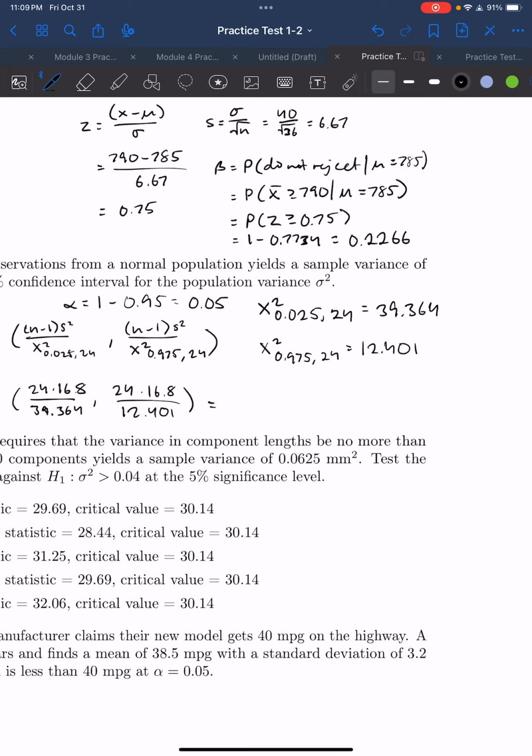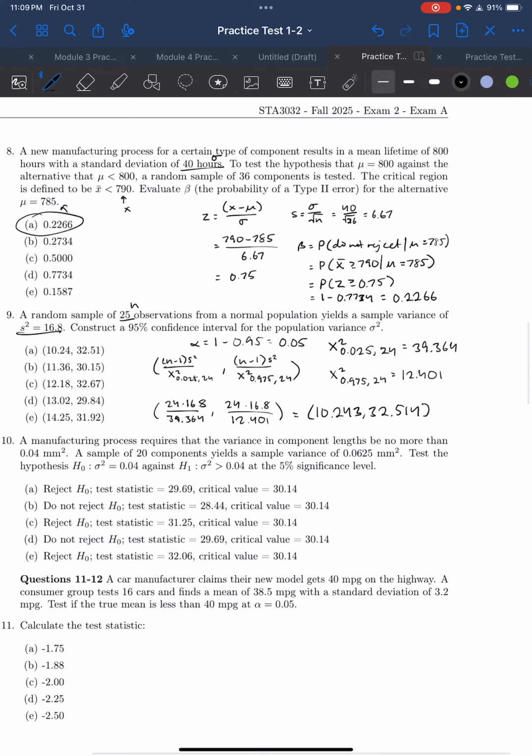and this would be equal to 10.243, and for our other side we have 12.401, and then that would be 32.514, and so that should be our confidence interval, and then we see that right here, so that's this answer over here, so our answer is A.